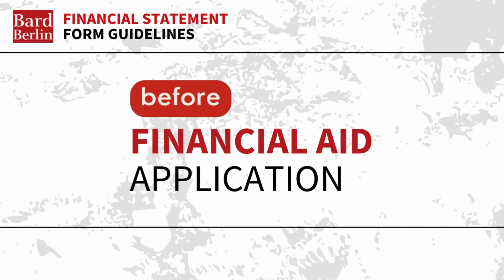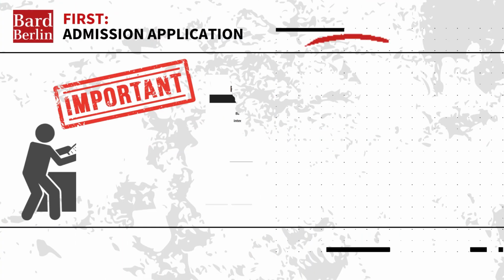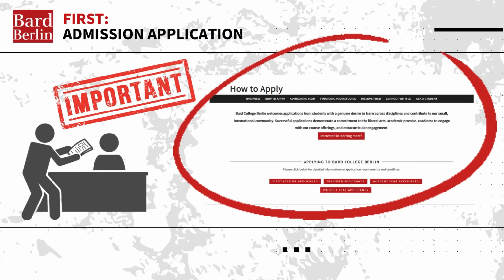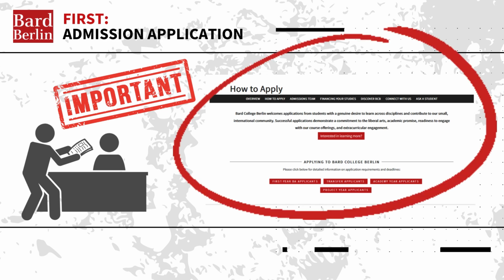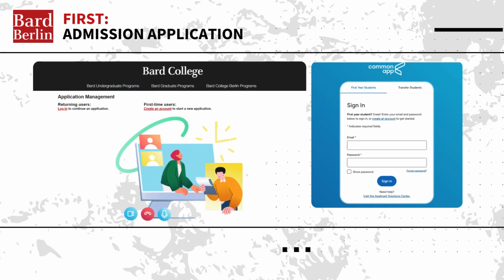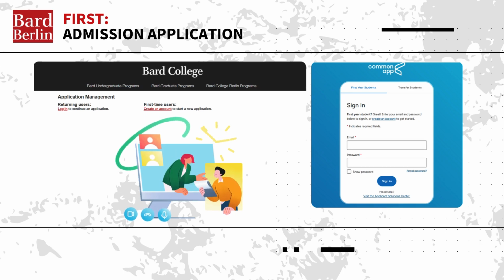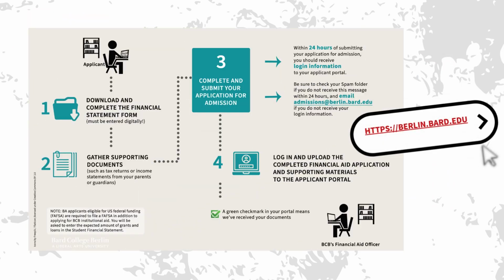Before diving into your financial aid application, make sure you've submitted your application for admission to Bard College Berlin first, either through the Common Application or through our own application form online. We've included a link in the description box below to guide you through that process.